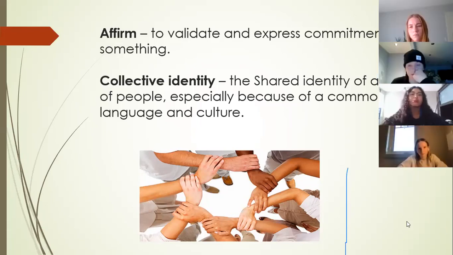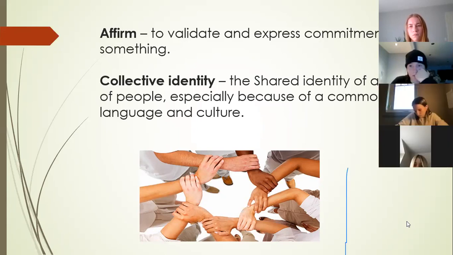Sharon, where's Sharon? There you are. You are from Venezuela, is that right? No, where are you from? Mexico. You need to unmute. Mexico, sorry, my bad. All right, but you're from Mexico, so that's part of your collective identity. Do you speak the language? Yes. There are certain customs that your family probably celebrates that maybe other people around you don't celebrate because their heritage isn't Mexican. So that's part of your collective identity. Does that make sense to you?